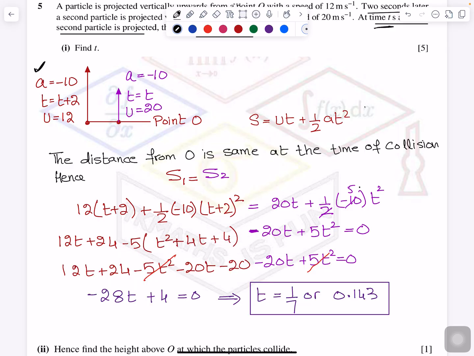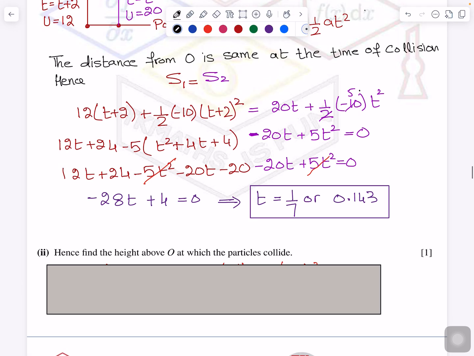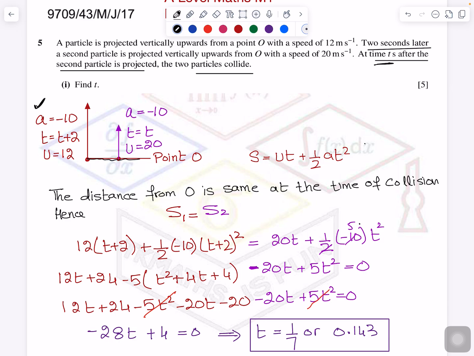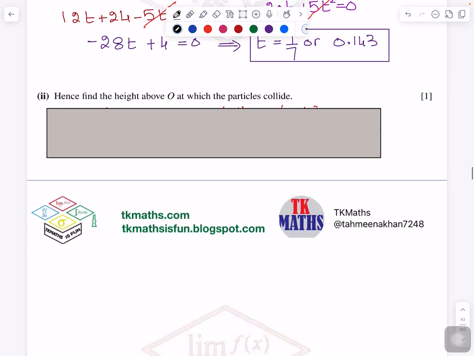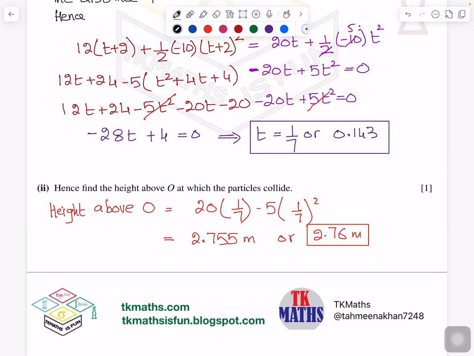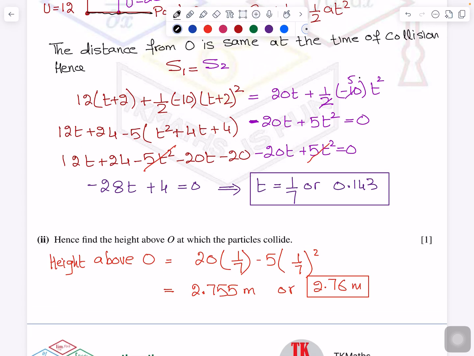So simply solve it and you will get the time, right? And in the last part, find the height above O at which the particles collide. O is basically this ground point. This is O, right? So you have to find out the height. So it was simply same formula. You can substitute either S1 or S2. I have taken this one and I got the height 2.755, which is equivalent to 2.76 meter.